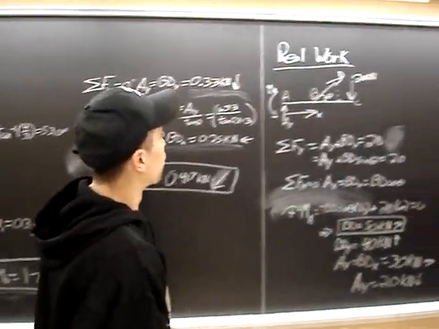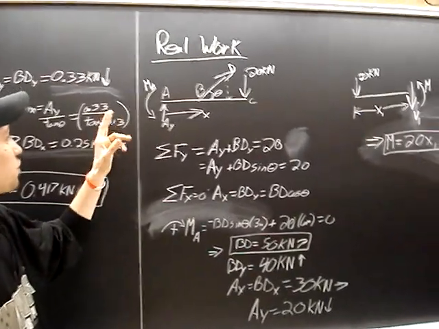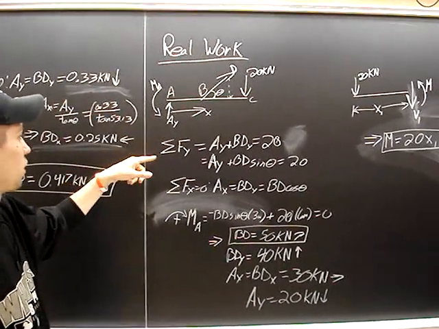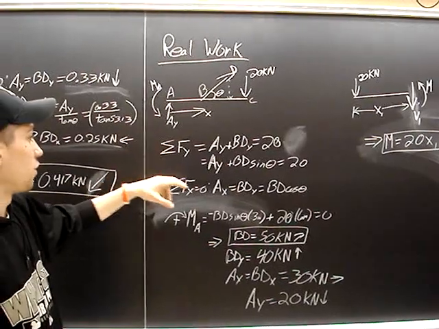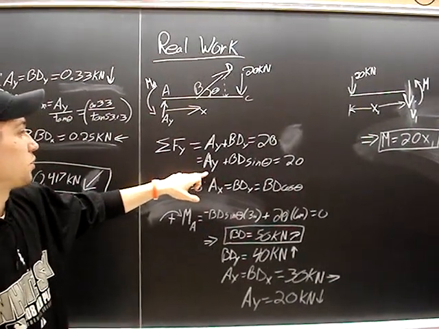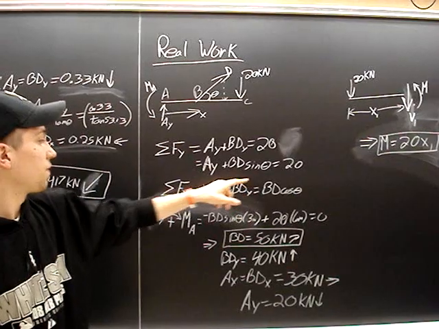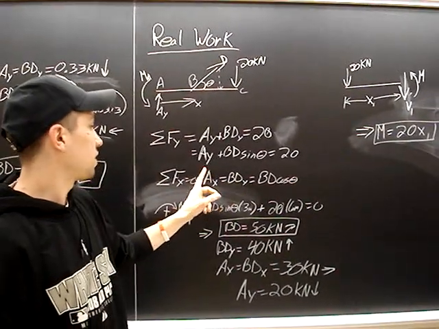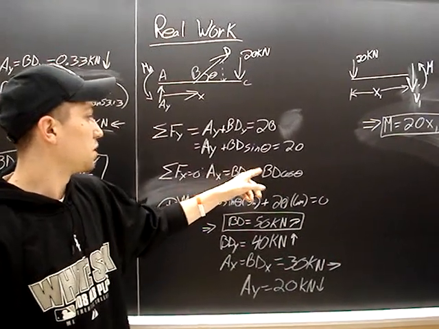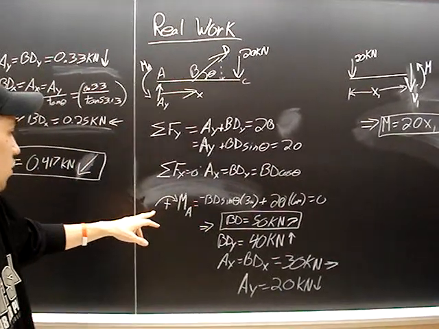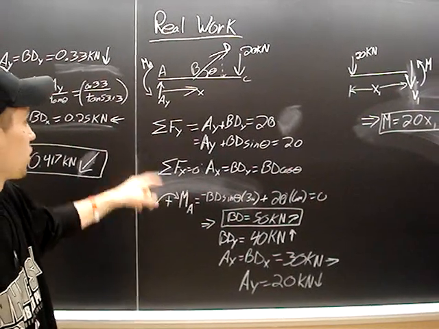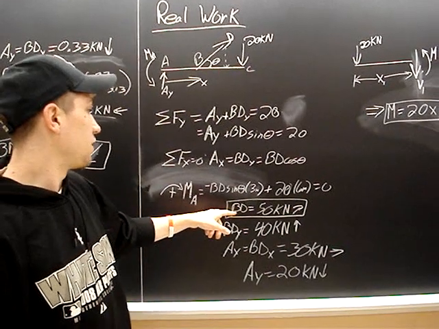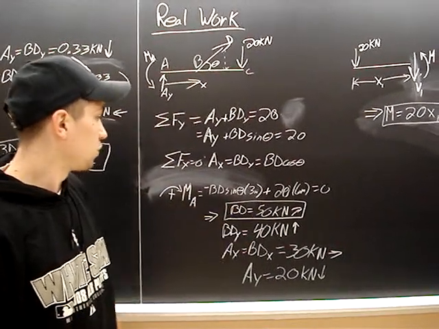And then we'll go over and solve for the real work. And here's the beam. First we're going to solve using the force equations. We can come out with the equation AY plus BD sine theta equals 20. Get the sum of the forces in the x, and we get AX equals BDX, which equals BD cosine theta. And then we're able to use the moment at A equation, which is given right here, and we were able to solve for BD, which is 50 kilonewtons.